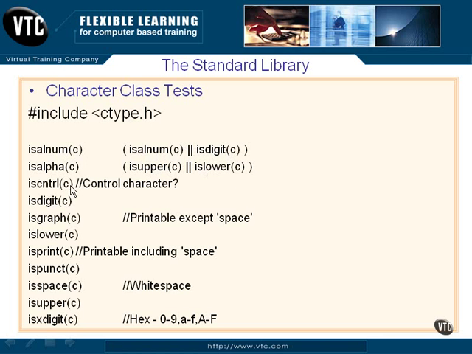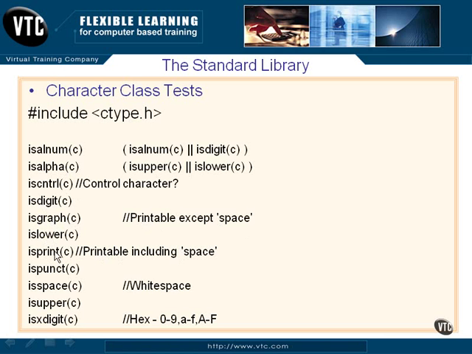iscntrl, is it a control character? And that's the text here. isdigit, is it a digit, 0 to 9? isgraph, is it graphic? Can it be printed? It basically is the isgraph, and that will catch everything except for a space character. Space character will return false to isgraph. islower, is it lowercase? We saw that up here in isalpha. isprint, is it printable? That's a printable including space, just like isgraph.